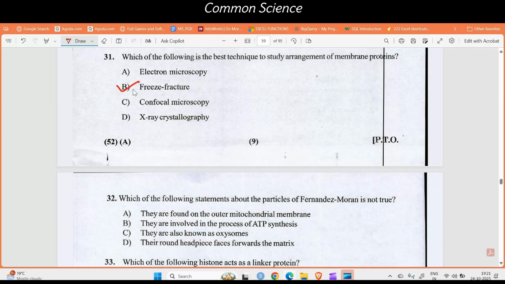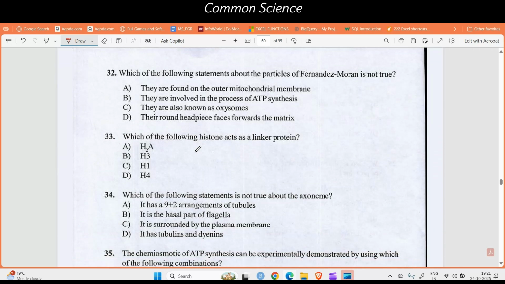Okay. Question number 32 says, which of the following statements about the particle of Fernandez Moran is not true? The particle of Fernandez and Moran is called an F0F1 particle, or it is referred to as ATP synthase. So from the statements given here, you have to choose the one which is not correct about ATP synthase.